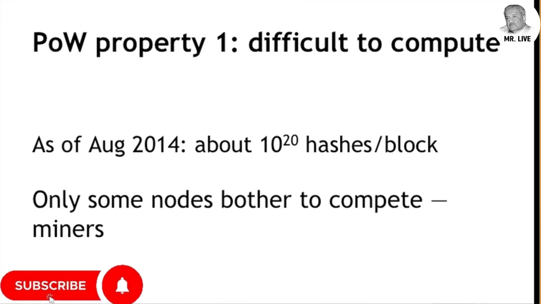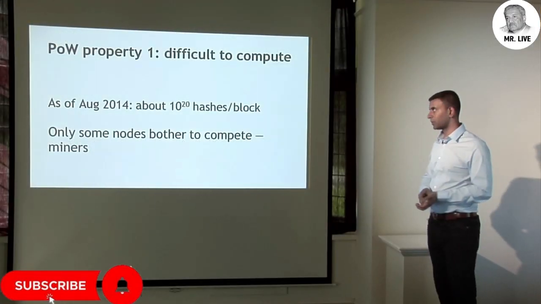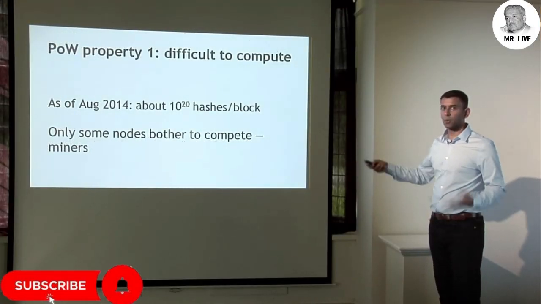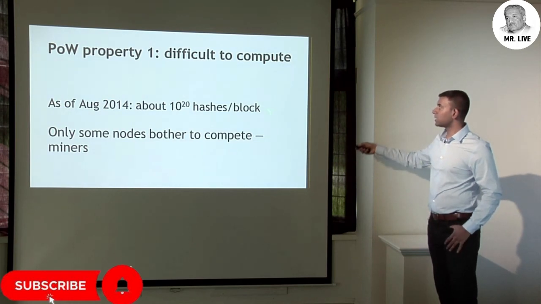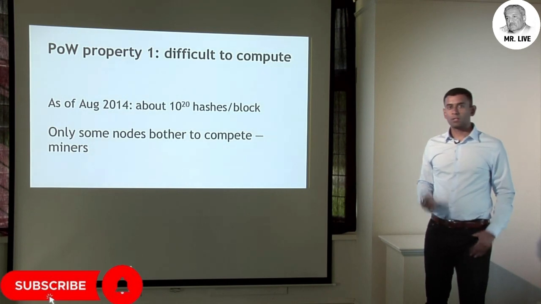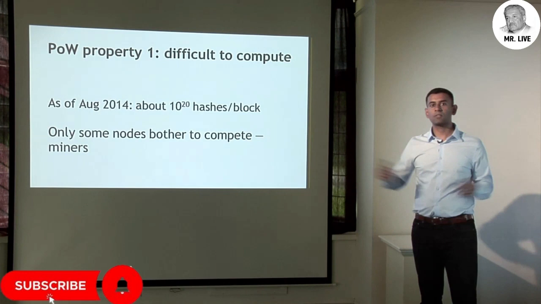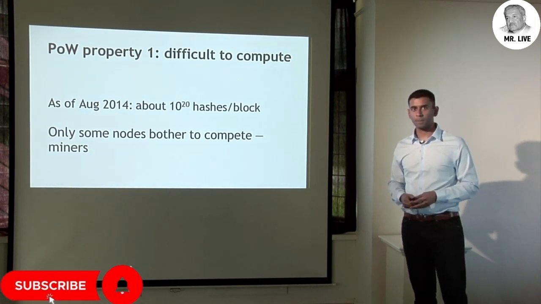And the first is that it needs to be quite difficult to compute. I said moderately difficult, but what I mean by moderately difficult, as of today, and you'll see why it varies with time, is about 10 to the 20 hashes per block that you need to compute. So the size of the target space is only 1 over 10 to the 20 of the size of the output space of this hash function.